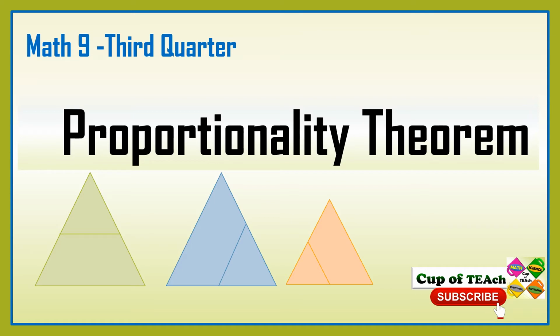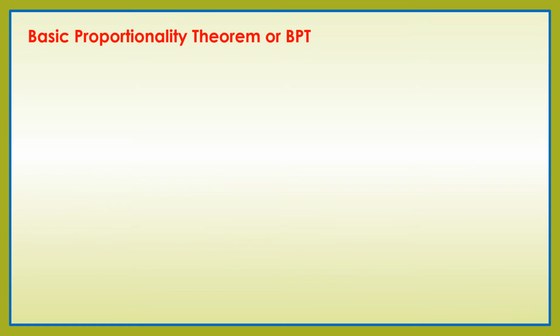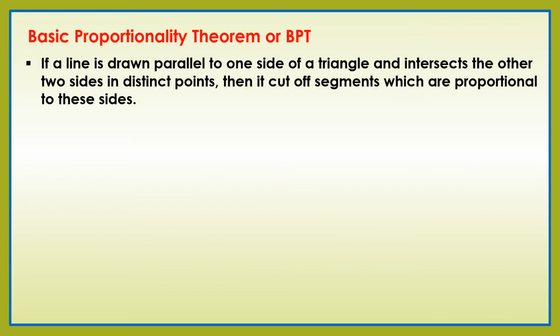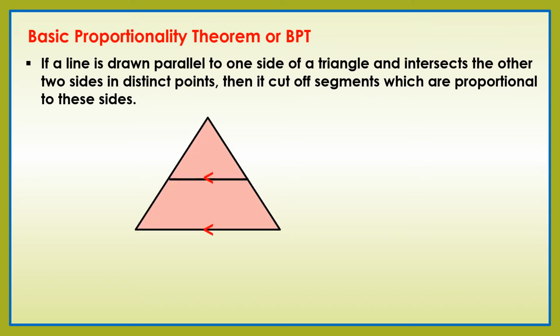This time we're going to discuss the Proportionality Theorem. The Basic Proportionality Theorem, or BPT: if a line is drawn parallel to one side of a triangle and intersects the other two sides in distinct points, then it cuts off segments which are proportional to these sides.